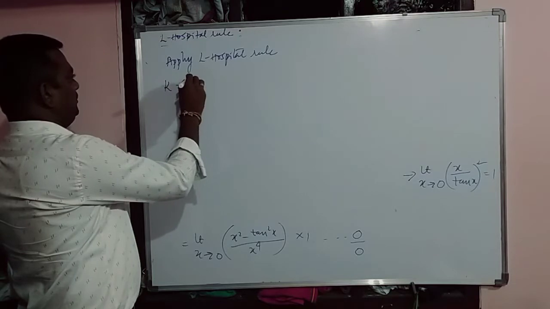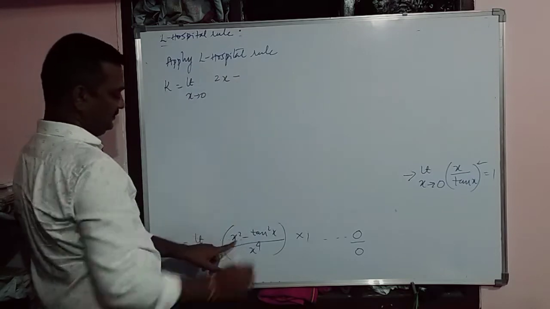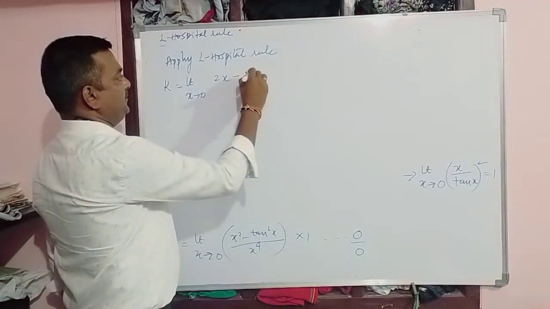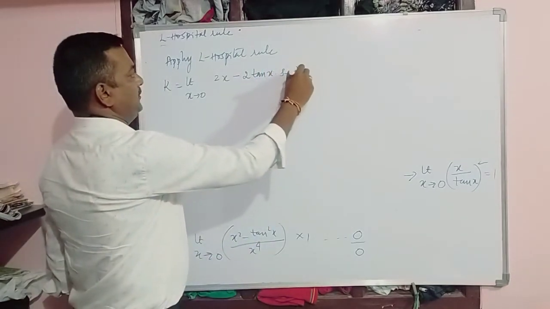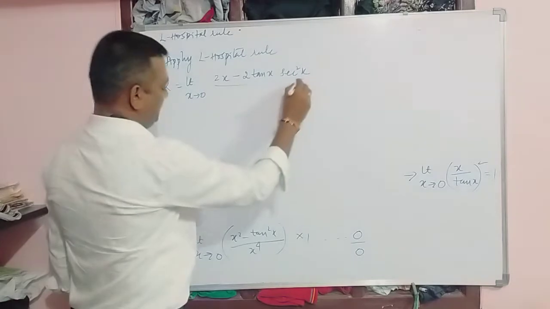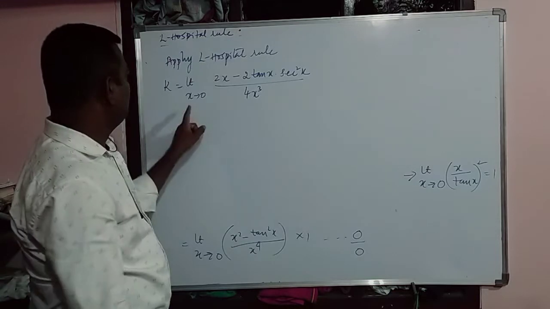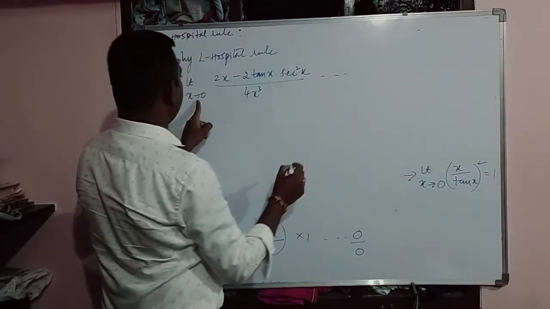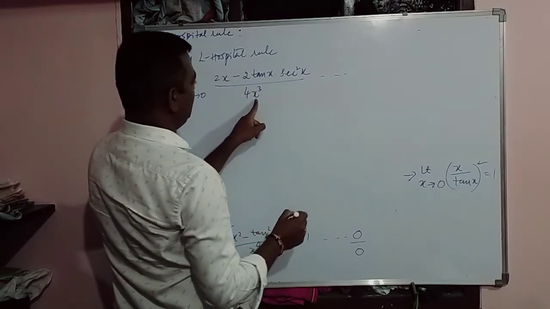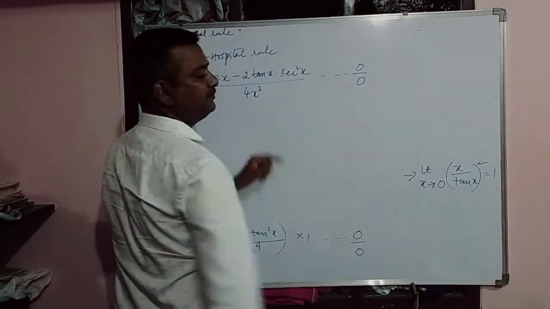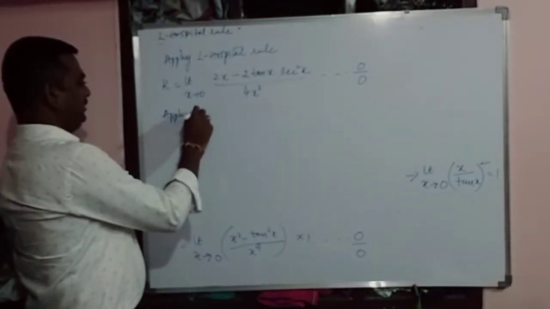So k is equal to limit as x tends to 0, differentiate x square, which is 2x. Tan square x differentiation is 2 tan x, again tan x differentiates to secant square x, divided by x raised to 4, which is 4x cube. Once again substitute the value of x. 2 into x value is 0, tan 0 is 0, divided by denominator also containing x, which is 0. It is 0 by 0 form. Next, apply L'Hospital rule.